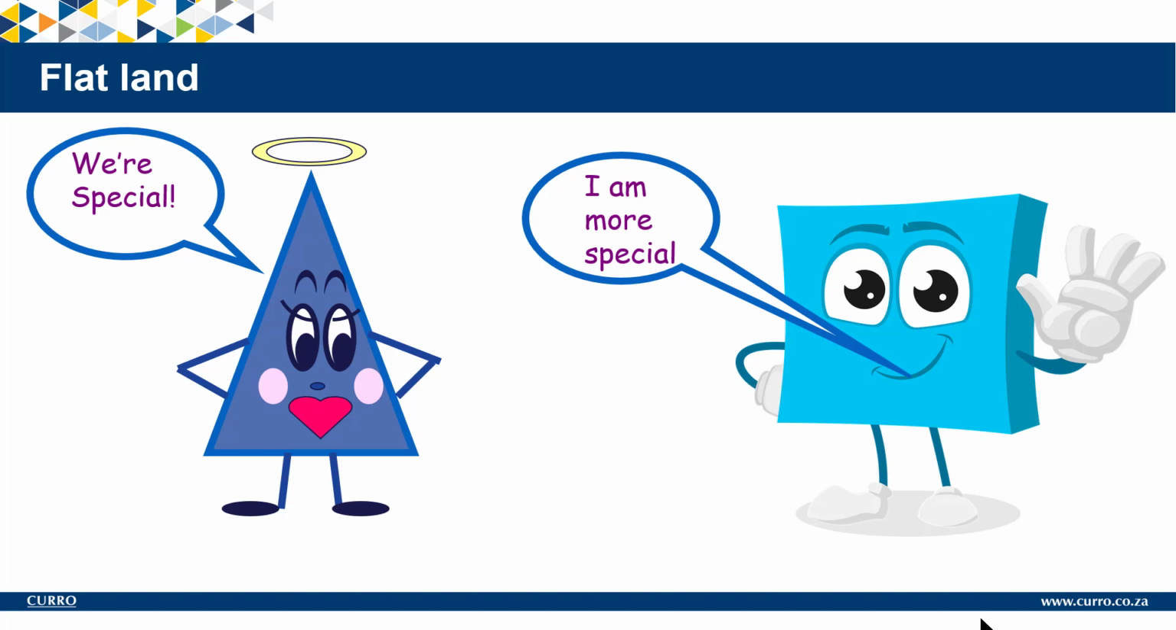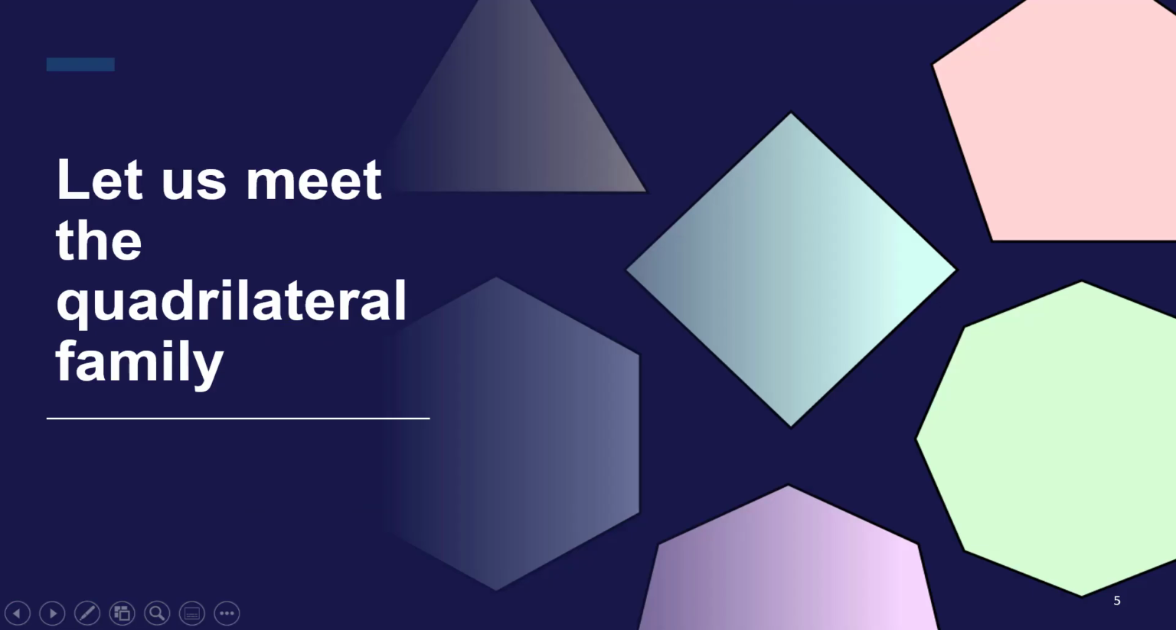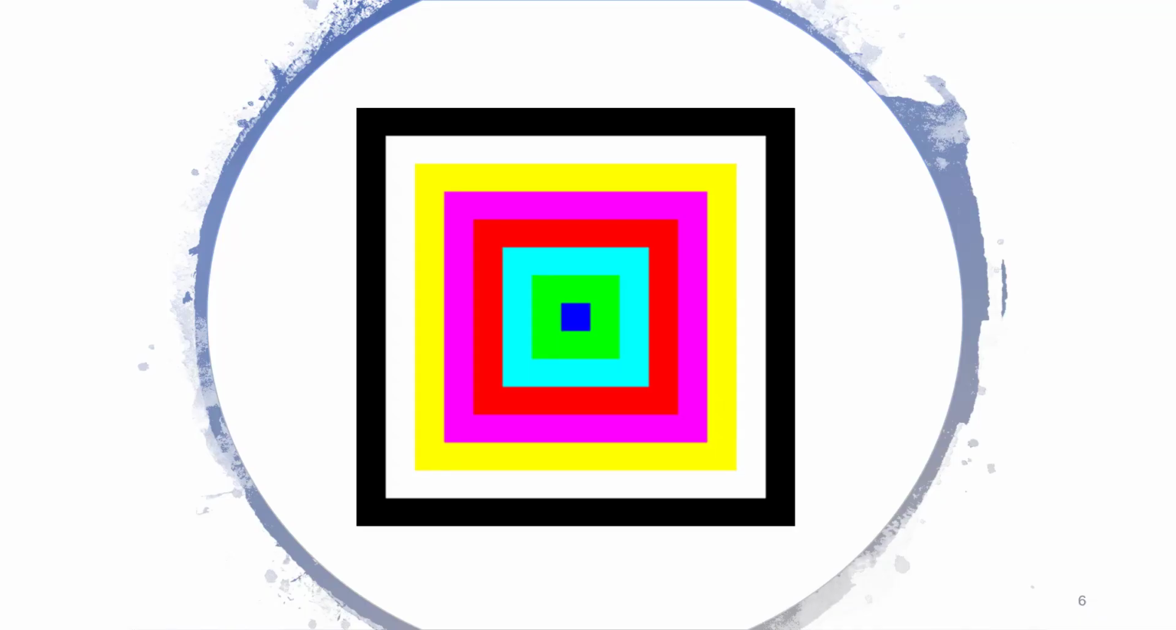So we're still in flat land and we're looking at flat shapes. The triangle thought she was special, but here comes along the quadrilateral. And the quadrilateral thinks he's more special. He's got two diagonals. What is a diagonal? It's a line that connects the two opposite vertices. Let us meet the quadrilateral family. First of all, look how beautiful this is.